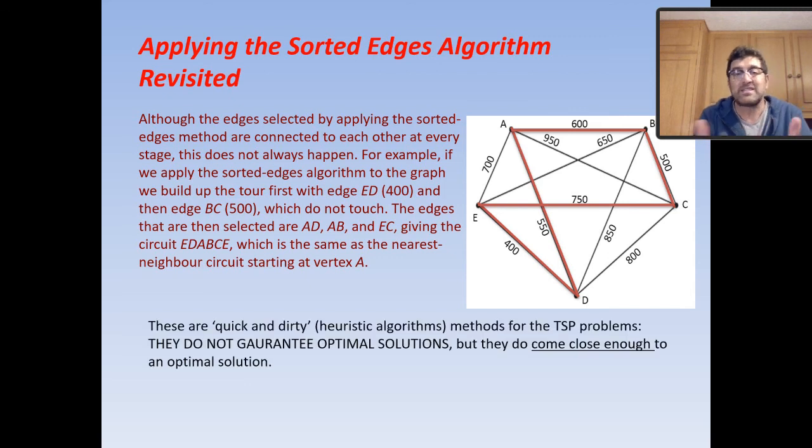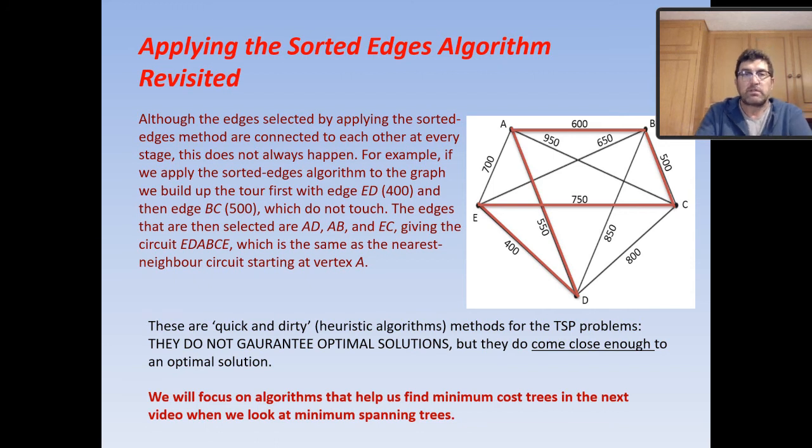These algorithms that we are applying are quick and dirty. We call them heuristic algorithms, methods for TSP problems. They do not guarantee optimal solutions to the traveling salesman problem, but they do come close enough to an optimal solution. So in our next video, we are going to focus on algorithms that help us find minimum cost trees and locate minimum spanning trees. We're going to then discuss trees and minimum cost spanning trees.